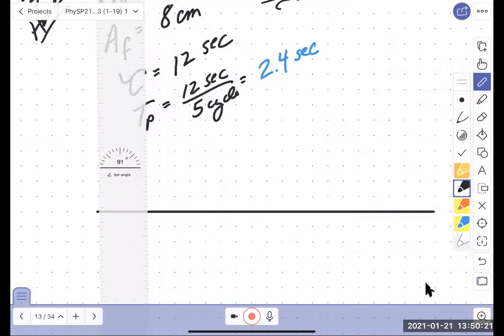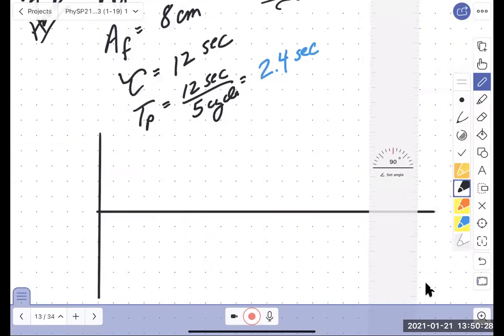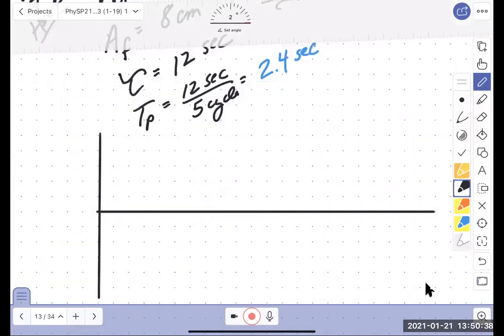All right, so that's my time axis, and then my x-axis, and we're starting off at 25 centimeters. We're going 12 seconds total, so let's lay that out. 1, 2 seconds, 3 seconds, 5, 6, 7, 8, 9, 10.